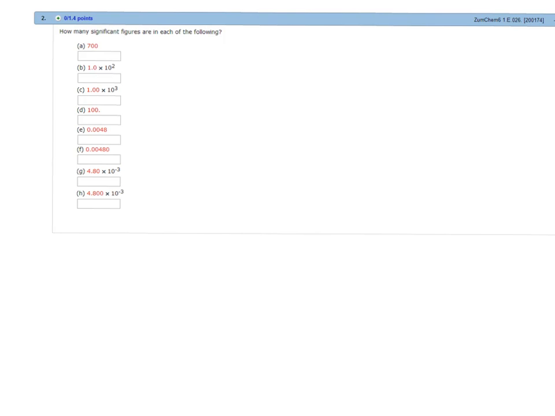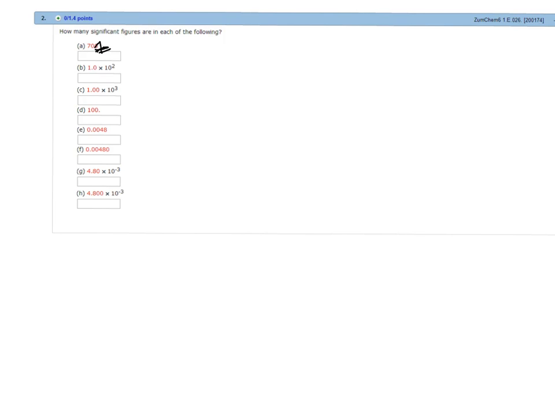Now, there's some ambiguity there, because if I intended one of the zeros or even both of the zeros to be significant, I would also write the number 700. So there is some ambiguity there. But if nothing is indicated besides a 7 and 2 zeros, you have to assume that the zeros are not significant. We call them placeholders, and thus there is only one significant figure in that problem.